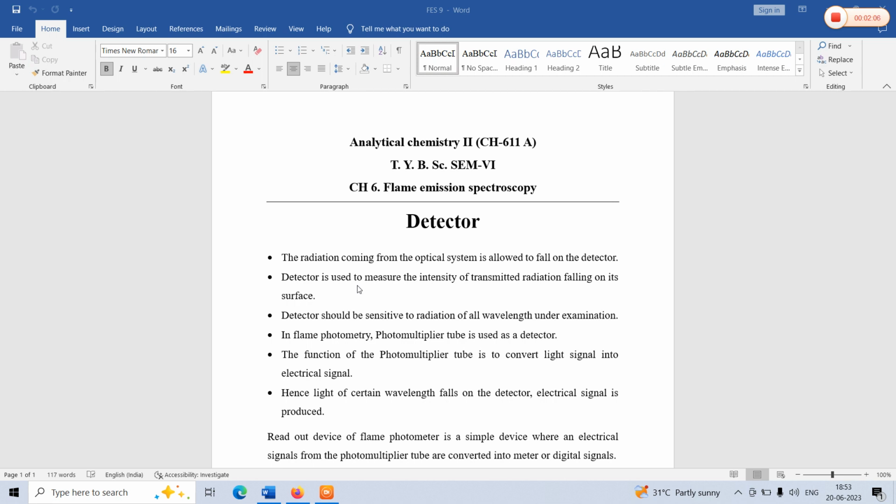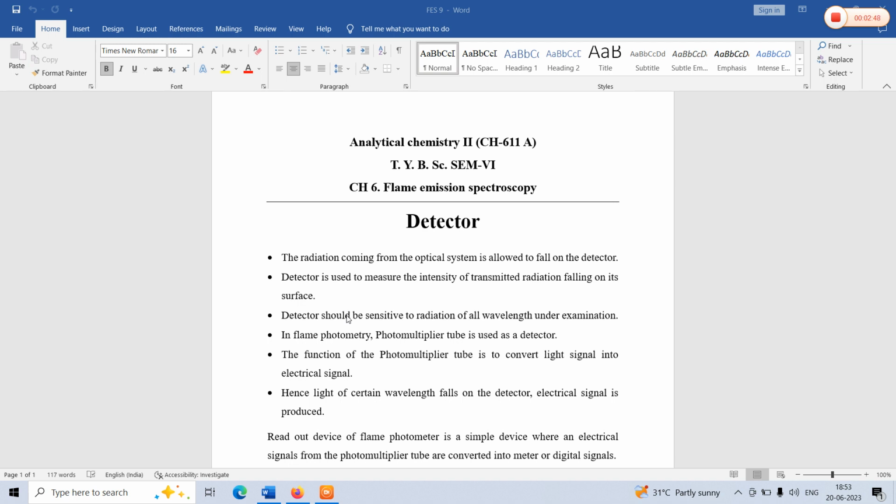Here, radiation that has passed through the optical system strikes the surface of the detector. The detector is used to measure the intensity of transmitted radiation falling on its surface. Whatever radiation comes from the optical system strikes the surface of the detector, where the intensity of transmitted radiation is measured. The third point is that the detector should be sensitive to radiation of all wavelengths under examination.